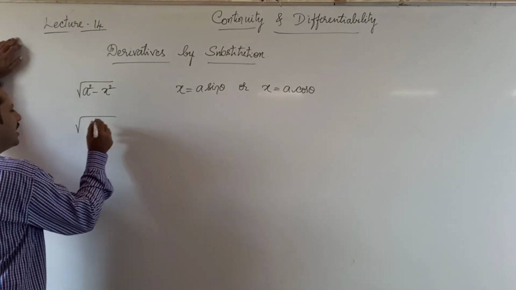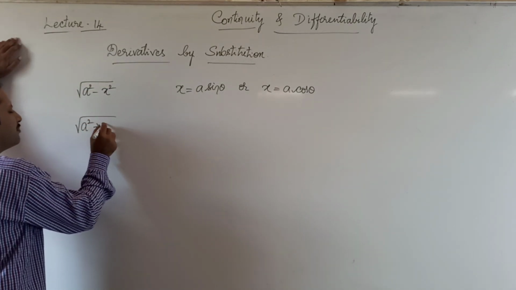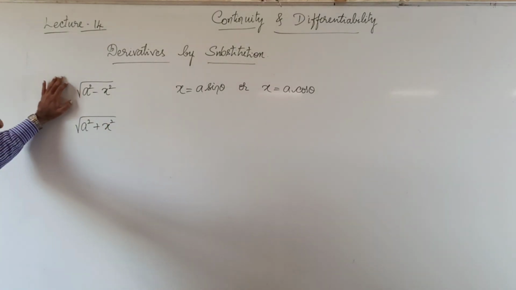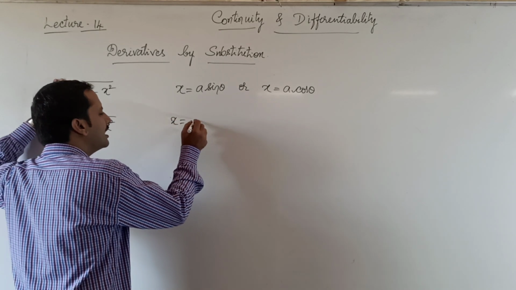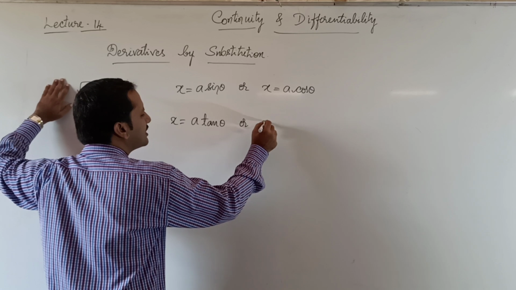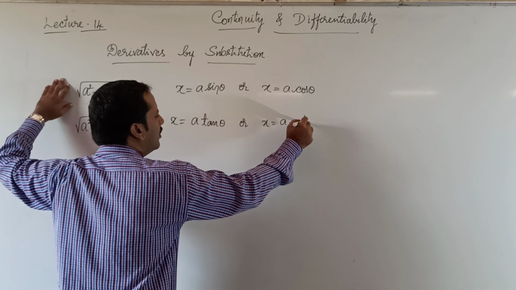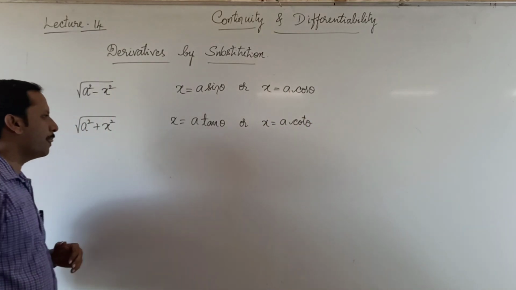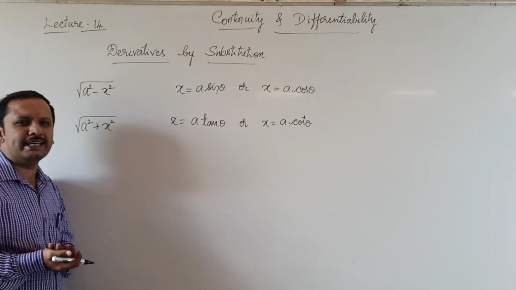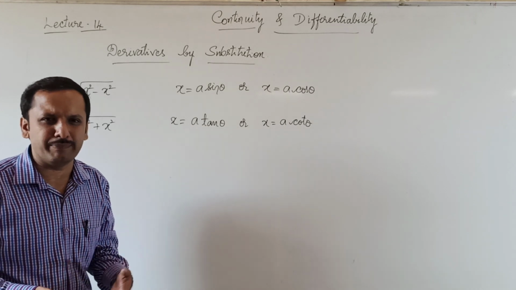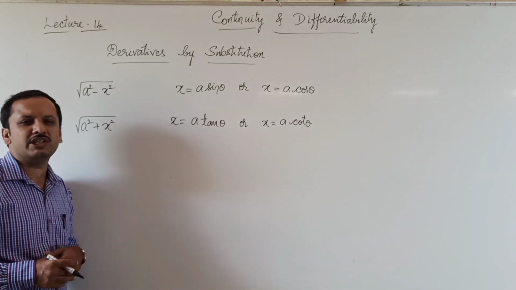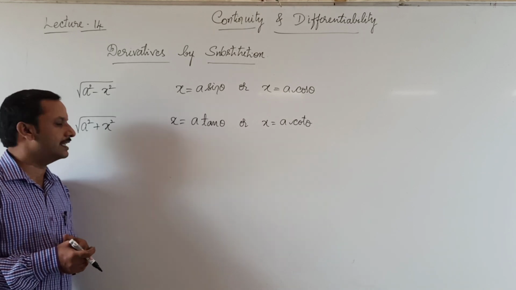And suppose we have root of a square plus x square, then what is our substitution? x equal to a tan theta or x equal to a cot theta. Why do we make such a substitution? Because the whole purpose of making this substitution is to make that function simple, so that differentiating it would be easier.